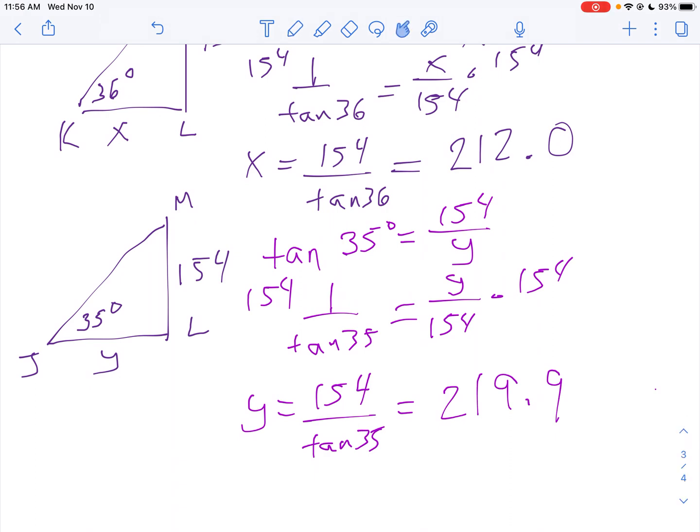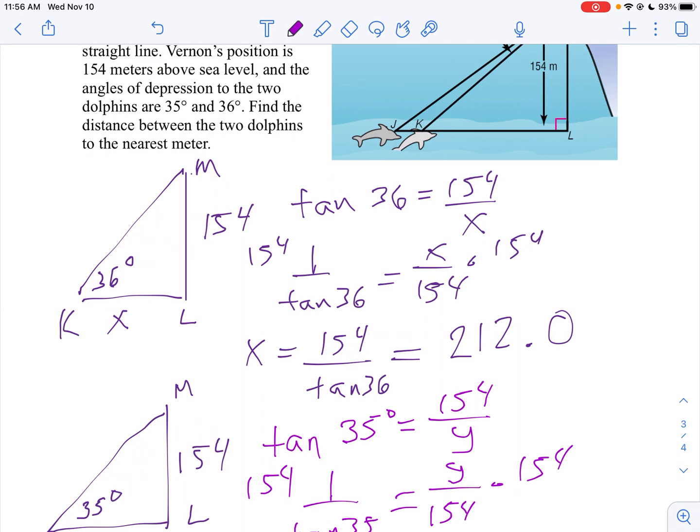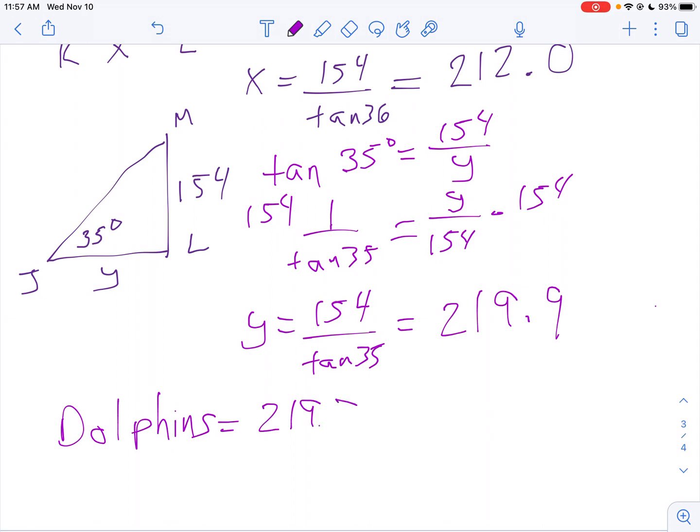So if I take a look here, the total distance from J to L is 219.9. The distance from K to L is 212. So to find the distance between my dolphins, I subtract my two numbers. So I'm going to say the dolphins are 219.9 minus 212 apart.